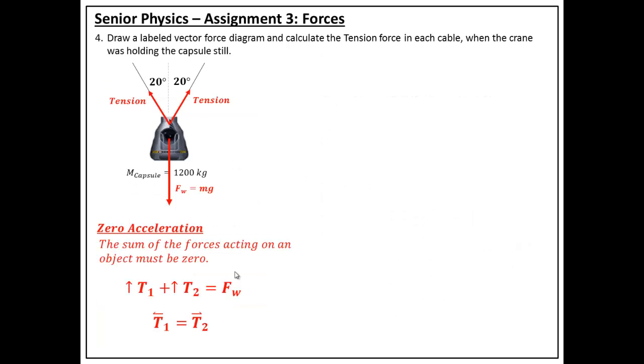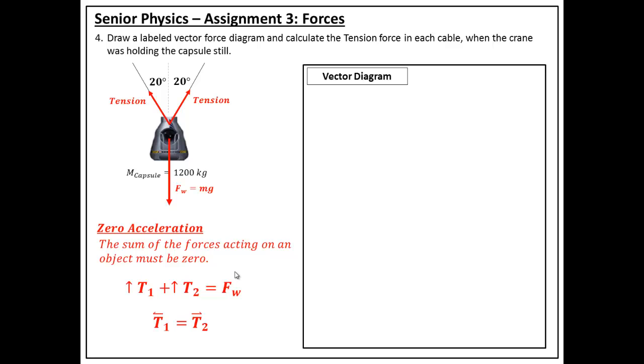Okay, so in question 4 you are asked to calculate the tension in the cables of the crane lifting the capsule. And this question is really testing your knowledge of Newton's second law, or F equals ma. The trouble is that you have to deal with forces in 2 dimensions. Let's complete the vector diagram, sometimes called a free body diagram, where all forces are shown to act from the centre of mass of the object.